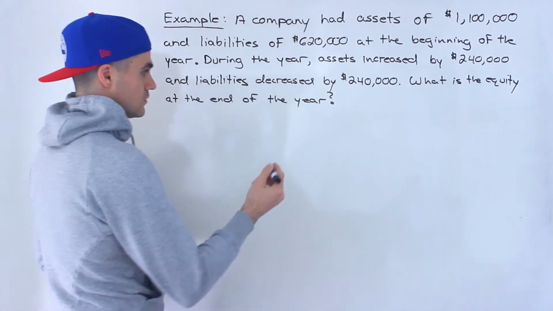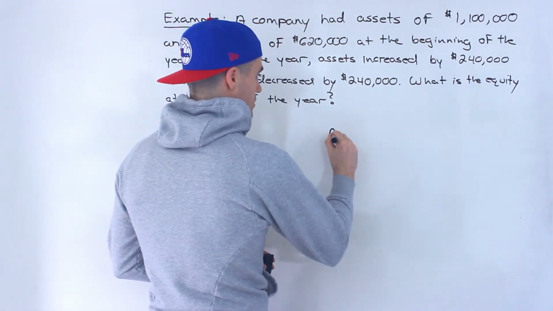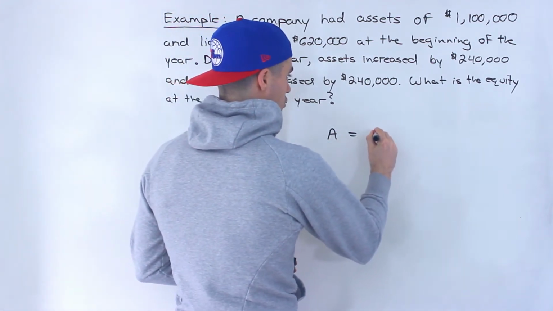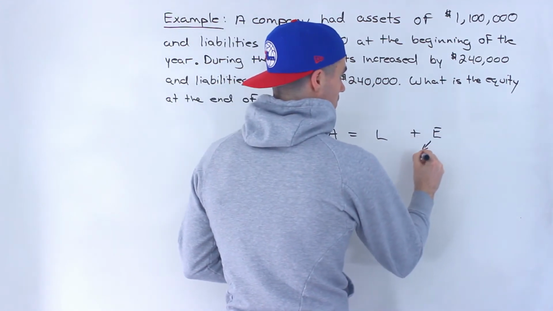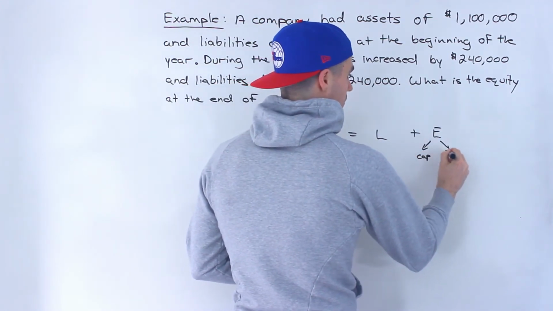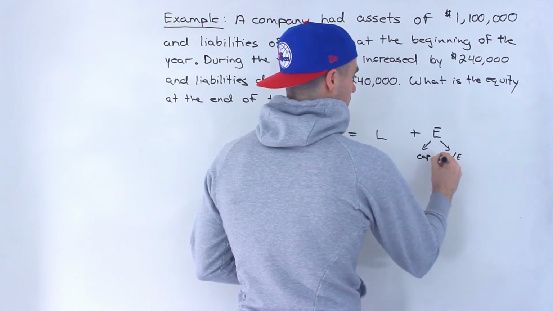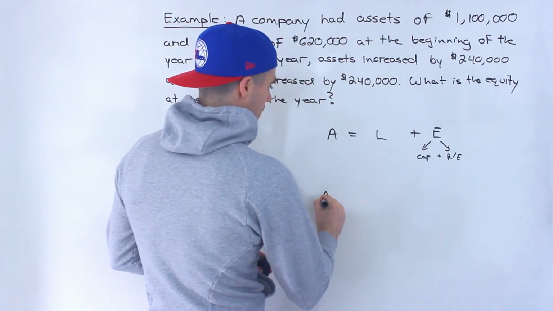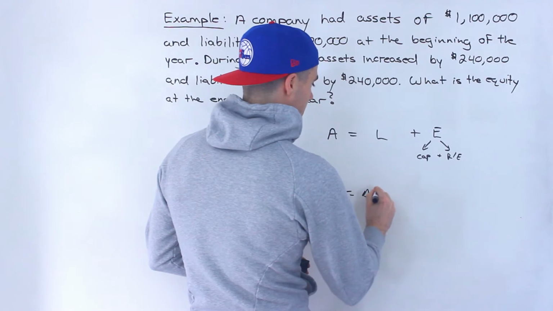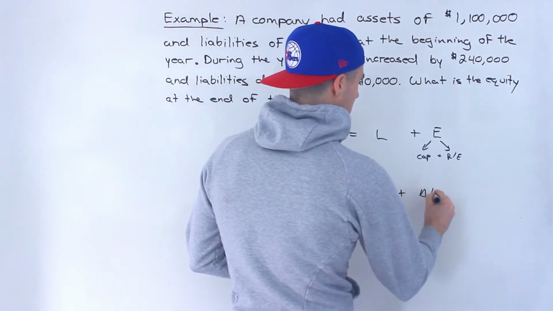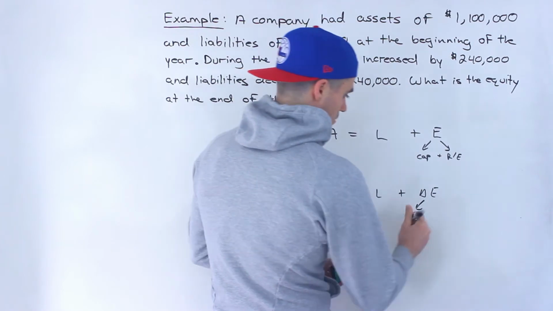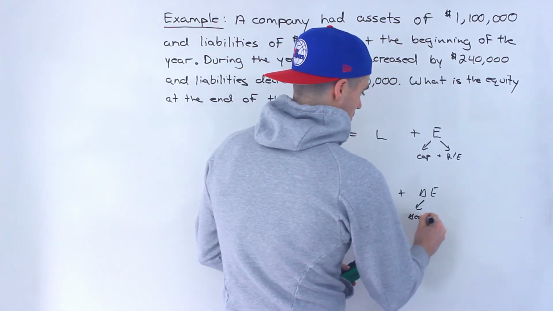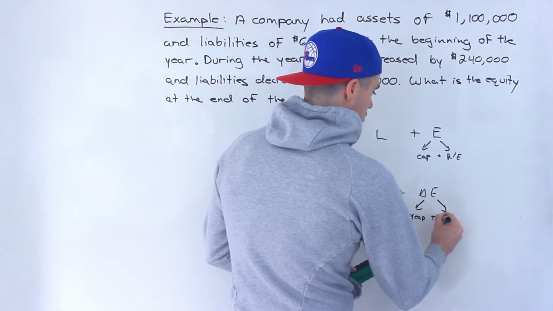So what I'm going to do, as I did with the previous questions, is write out that flow chart. So we got assets equals liabilities plus equity. This is split up into capital and retained earnings. And we got changes in assets is changes in liabilities plus changes in equity. And the changes in equity is change in capital plus change in retained earnings.